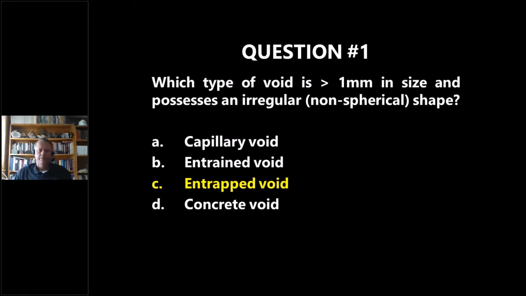Everyone's finished. Okay, thanks. All right, so question number 1, what type of void is greater than 1 millimeter in size and possesses an irregular or non-spherical shape? Of course, that's the entrapped air void, option C.